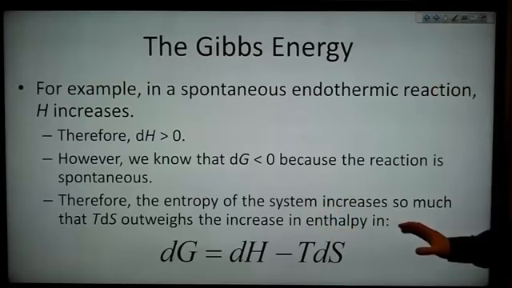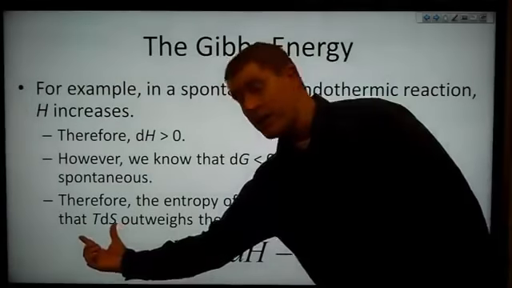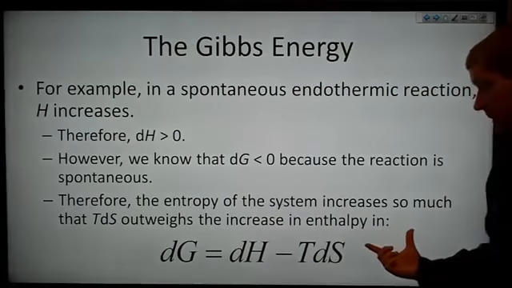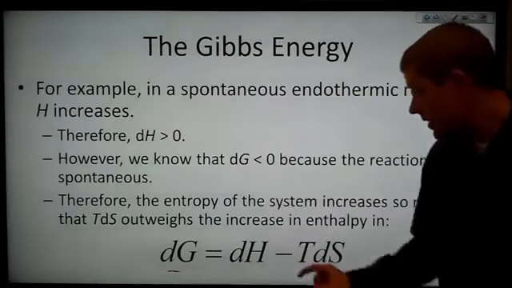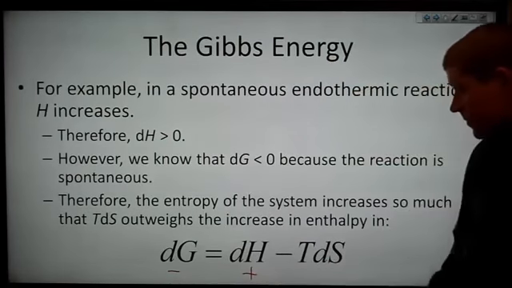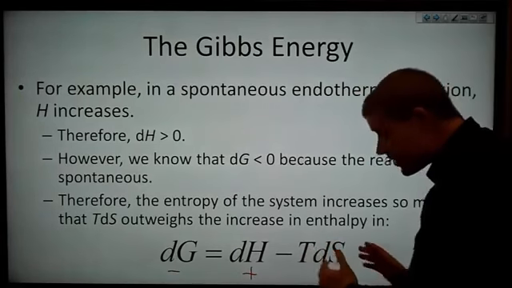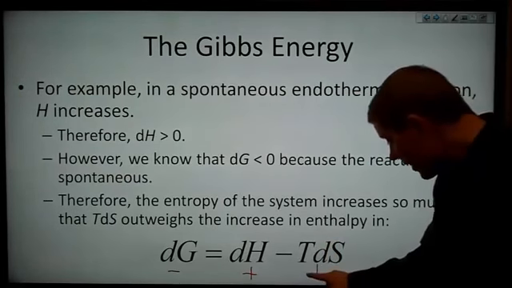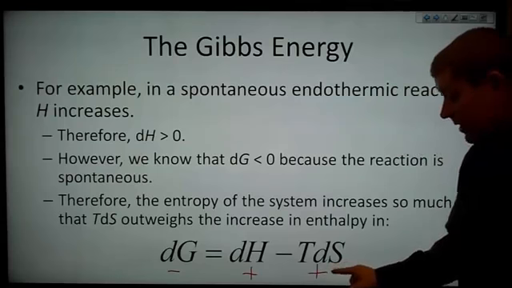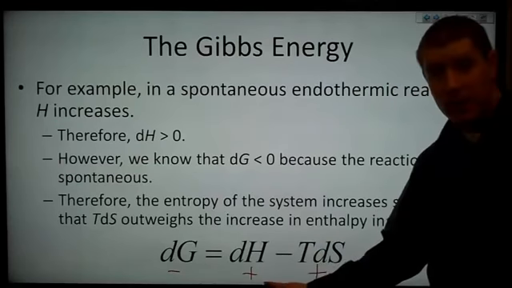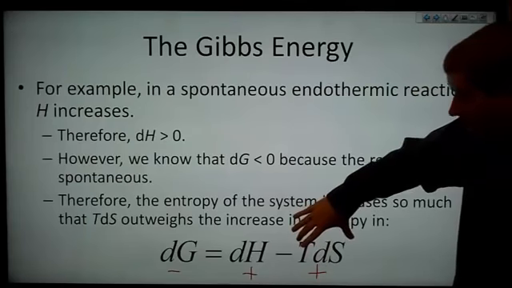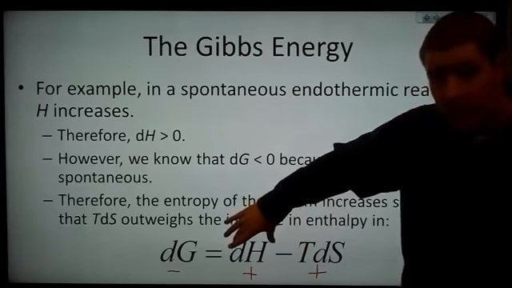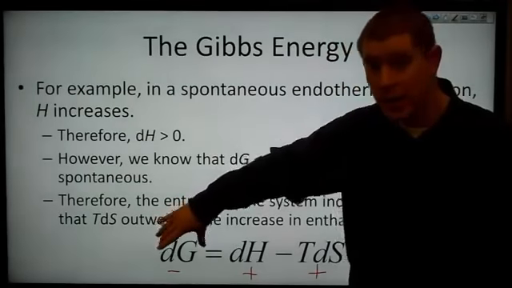Thus, the entropy of the system increases so much so that this quantity TdS outweighs the increase in enthalpy, right? Because dG must be negative, but we know that dH is positive. That means that this value, TdS, must be some positive value, but we know that TdS is bigger than dH, because we need to be able to subtract a larger positive value here than what we have there in order for dG to be negative.